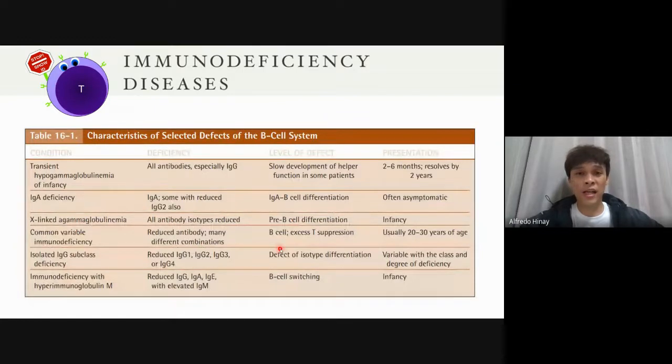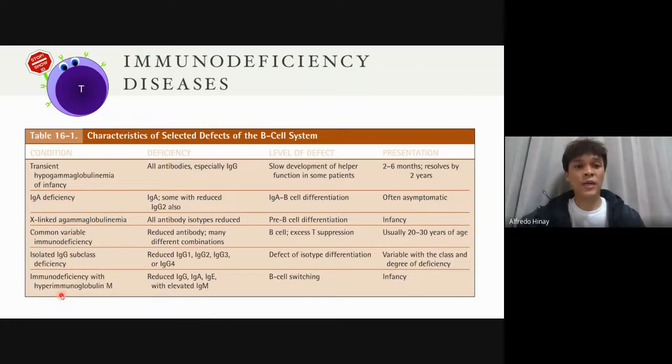So in your book, table 16-1, Stevens, mention different defects of your B cell system. And then we will try to discuss your IgA deficiency, your X-linked agammaglobulinemia, common variable immunodeficiency, isolated IgG subclass deficiency, and immunodeficiency with hyper immunoglobulin M.